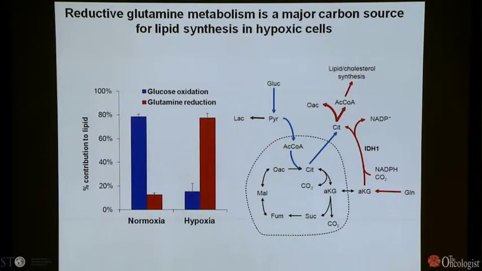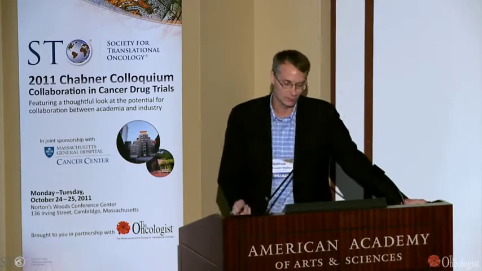And then if you ask, where does the carbon come from when you make lipids, what you find is under normally growing cells, most of it comes from glucose, as much of your textbooks would say. But under hypoxic conditions, this switches nearly 100% to where glutamine becomes the major source of carbon for making these lipids. Now, first of all, I should point out, we see this in virtually all cancer cells that we've looked at.